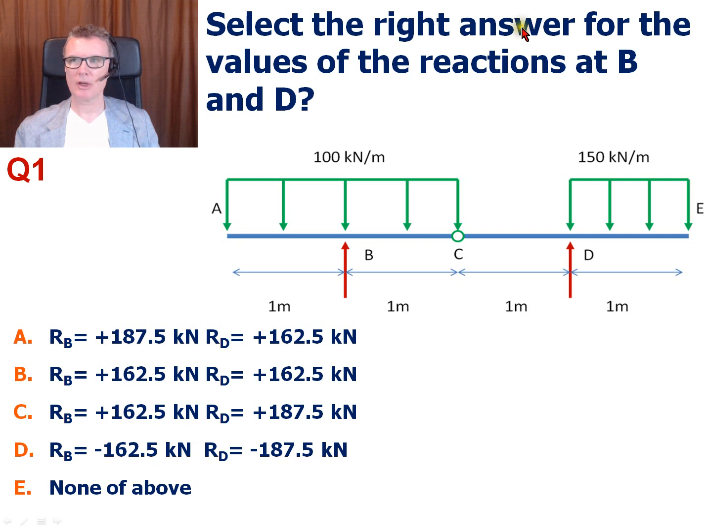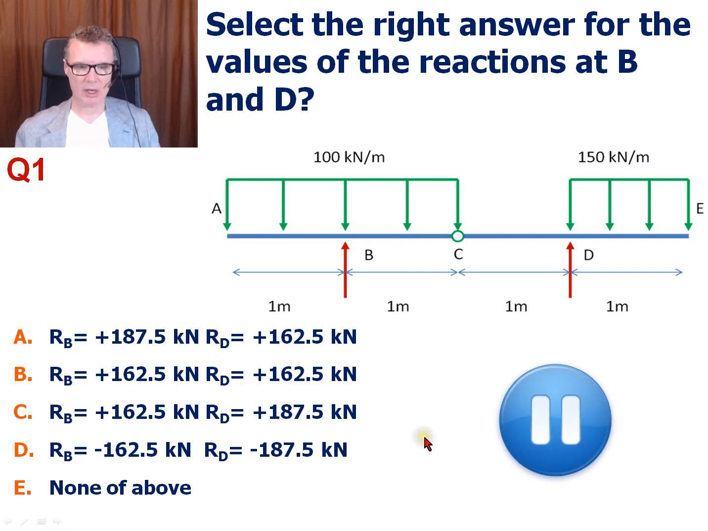Select the right answer for the values of the reactions at B and D. We've got various solutions here. Notice that some of them have got minus and some of them have got plus. We have got weights on top, and it doesn't look like this thing's toppling or anything like that, so one would guess it should just be plus answers. Some of these answers are the same, but some are different. These are the sort of things you could look out for when you're trying to find a solution. Pause the video and see if you can find an answer, and when you're ready, I will give it a go.